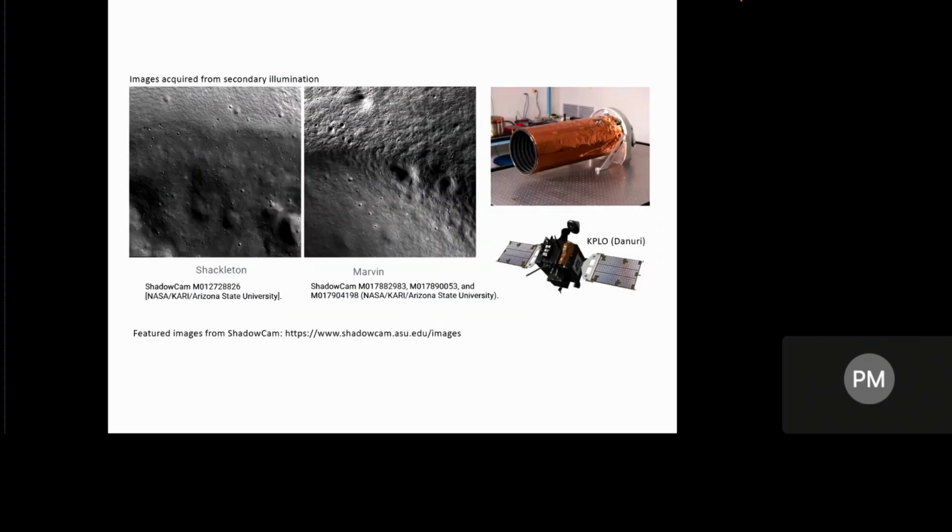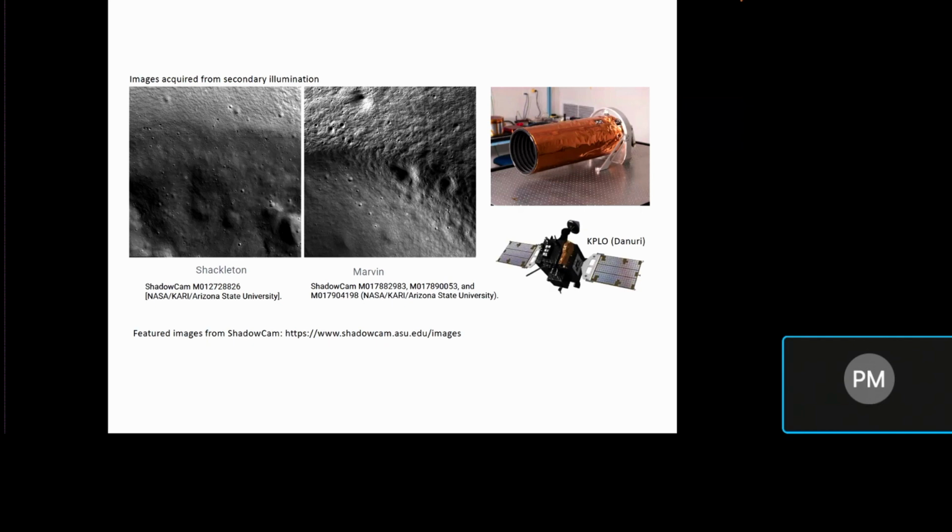So secondary illumination actually allows us to take images like this. The 2 images that you see there are from the ShadowCam instrument. You can also see them in more detail as a featured image from ShadowCam. And the light that you see there is completely secondary illumination, and that's how we could take those images. On the right hand side, there's a small picture of our camera, and below that is the KPLO spacecraft.